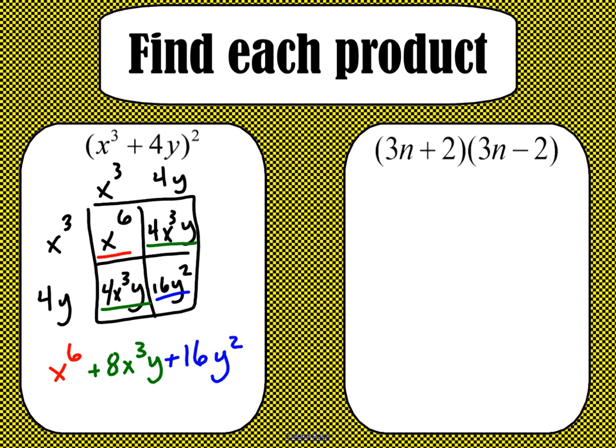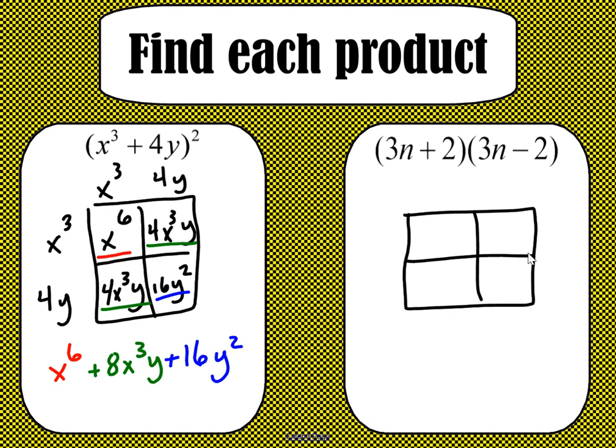Continue the same process. Here I have 3n plus 2 and 3n minus 2. Okay, so I get 9n squared. I get 6n, negative 6n, and negative 4.